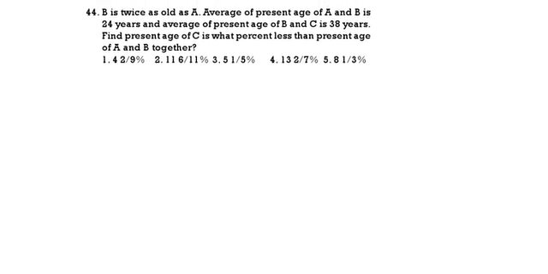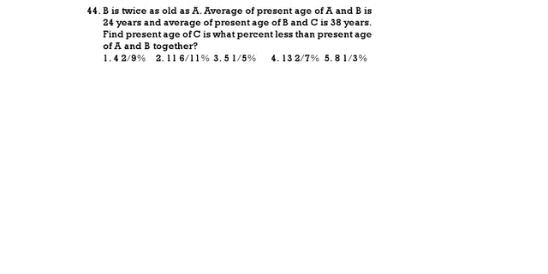B is twice as old as A. So that means if you take A, B will be 2A. The average of A and B is 24. So the total of A and B means 3A. 3A is equal to the average 24, meaning total 48. So A value is 16, B value is 32.